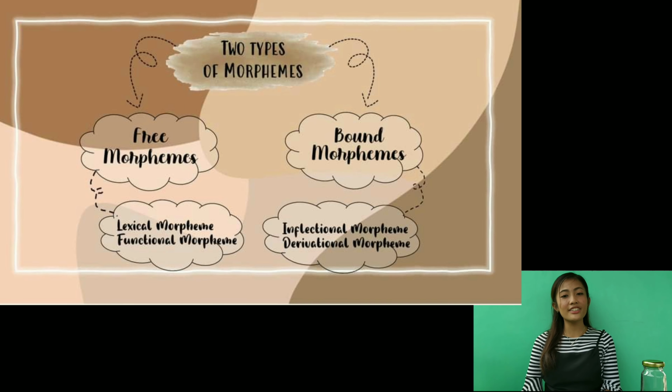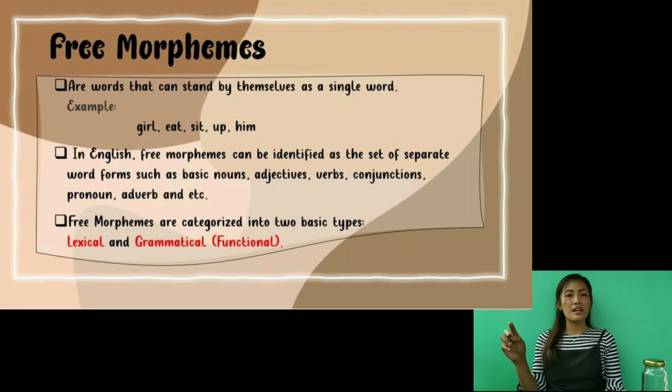Okay, now let's move on to the 2 types of morphemes. So please look at the slide. There are 2 main types of morphemes which are the free morphemes and the bound morphemes. The free morpheme is also divided into 2 types, which are the lexical morpheme and the functional morpheme. On the other hand, the bound morpheme is also divided into 2 types, which are the inflectional morphemes and the derivational morphemes.